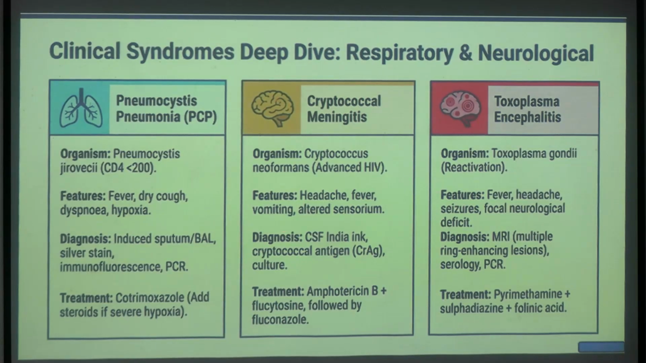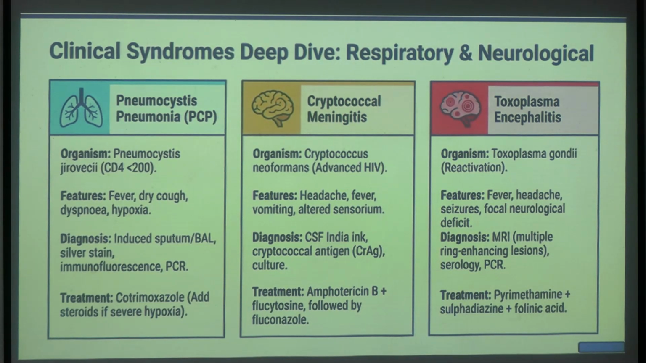In Cryptococcus meningitis, we went through the details in the last class, so I am skipping that topic. Cryptococcus meningitis and Toxoplasma. Toxoplasma gondii is another parasitic infection, with the same neurological symptoms: fever, headache, seizure, focal neurological deficit. You diagnose through MRI showing multiple ring-enhancing lesions, and serology and CSF PCR can be done for diagnosis, okay.